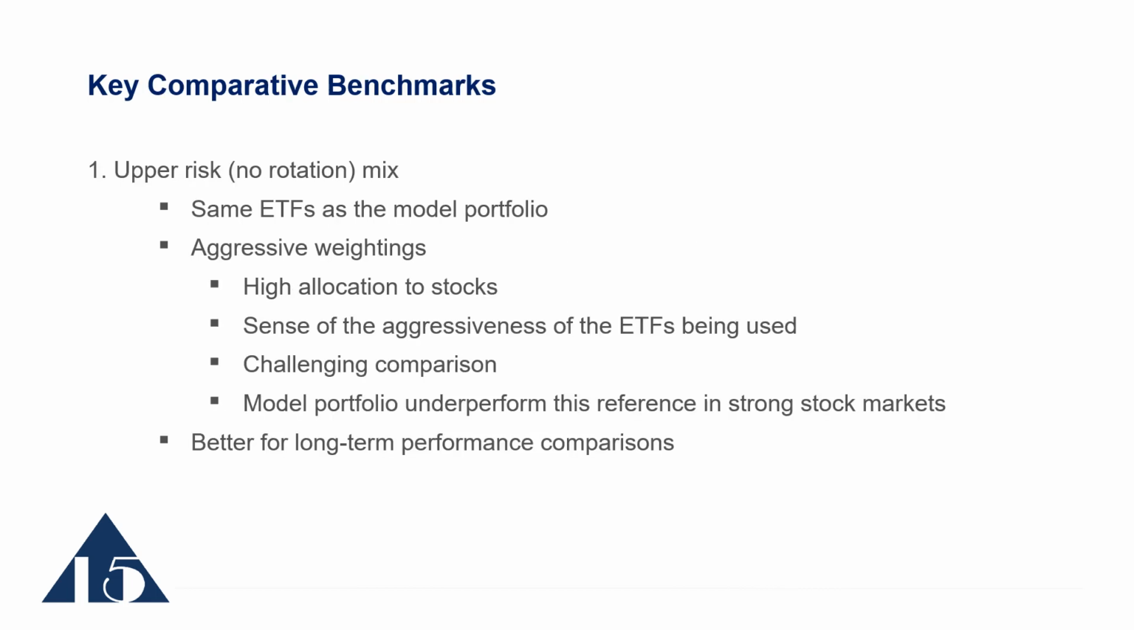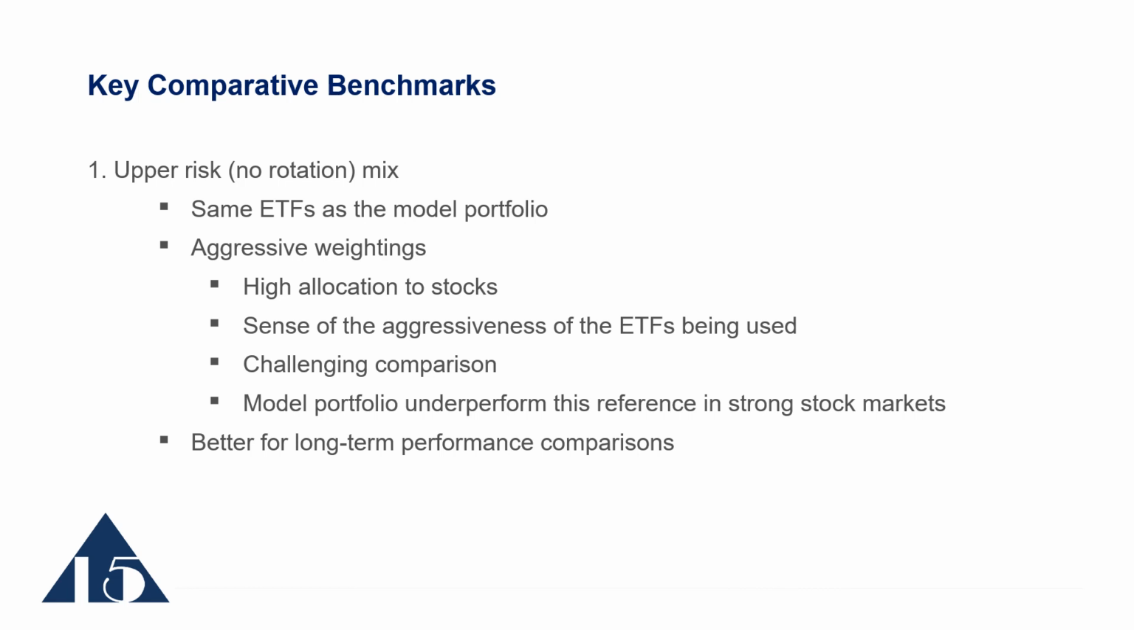So let's look more specifically at the upper risk mix that is shown in the publications. And this mix consists of the same ETFs that are in the model portfolio, but the weightings are stable over time and they're very aggressive weightings. They have high allocations to stocks, and this gives us a sense of the aggressiveness of the ETFs being used.